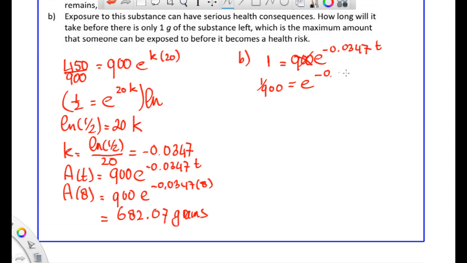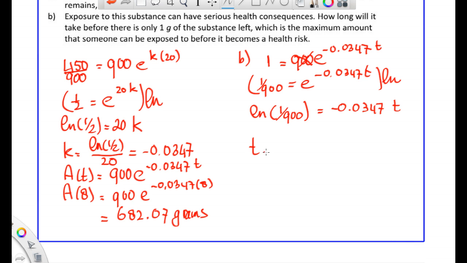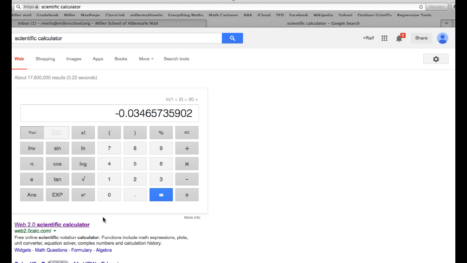Then we have an exponential base of e. To get the exponent down, we're going to take the natural log. So the natural log of 1 divided by 900 is equal to negative 0.0347 times t. Notice that I don't figure out what 1 over 900 is. I'm not even putting this in the calculator. I am going to plug this into my calculator in one step so that there is no more rounding than I need to.